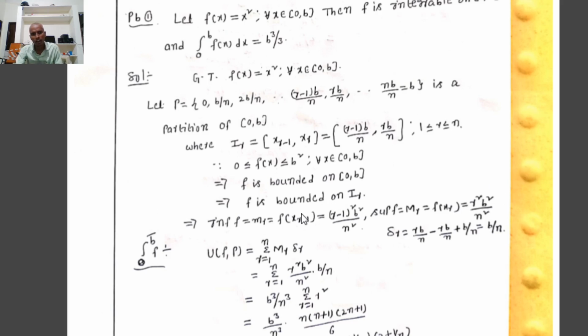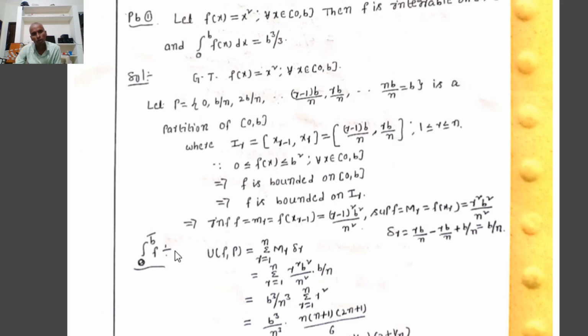Therefore, on I_r, the infimum of f(x), m_r = (r−1)²b²/n², and the supremum of f(x), M_r = r²b²/n². And Δ_r = x_r − x_{r−1} = rb/n − (r−1)b/n = rb/n − rb/n + b/n. The rb/n terms cancel, so that Δ_r = b/n.